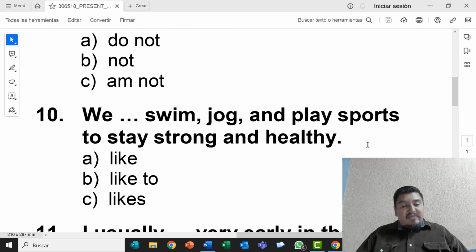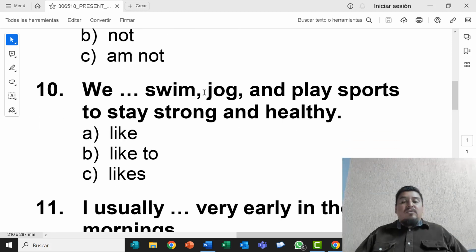What about number 10? We swim, jog, and play sports to stay strong and healthy. Remember this sound? Así, healthy. Okay? Nos gusta.